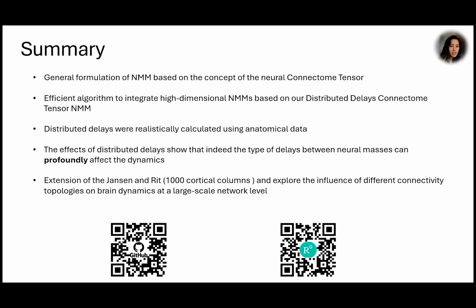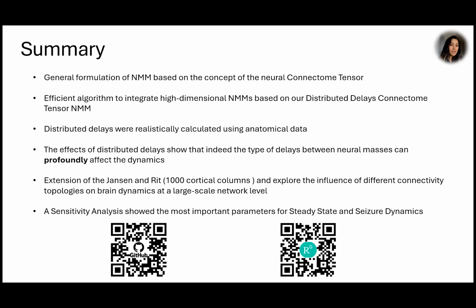Additionally, we explored the extension of the Jansen and Rit model, specifically in the context of 1,000 cortical columns, and explored how various connection topologies influence brain dynamics at a large network level. And lastly, sensitivity analysis showed the most important parameters for steady state and seizure dynamics.